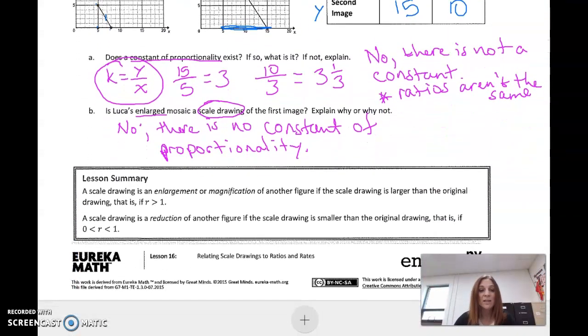So down here in the summary, a scale drawing is an enlargement or magnification if it's larger than the original. If R, what we're going to refer to later as our scale factor, is greater than 1. A scale drawing is a reduction if it's smaller than the original. That is, if the scale factor, our constant, is a number between 0 and 1.